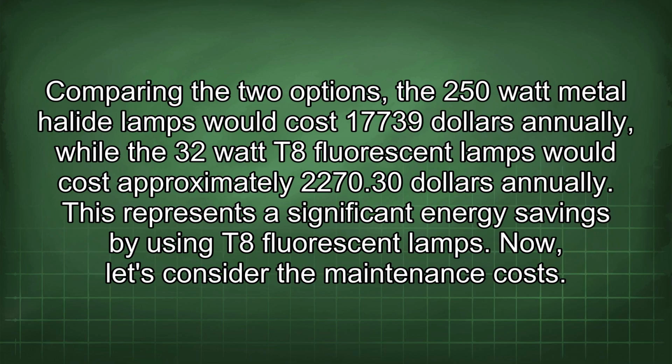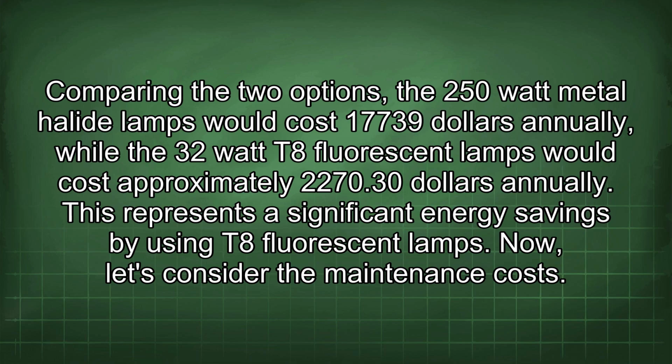Comparing the two options, the 250-watt metal halide lamps would cost $17,739 annually, while the 32-watt Tate fluorescent lamps would cost approximately $2270.30 annually. This represents a significant energy savings by using Tate fluorescent lamps.